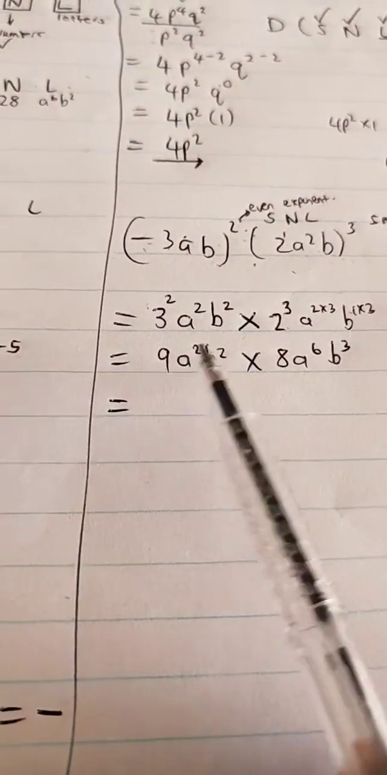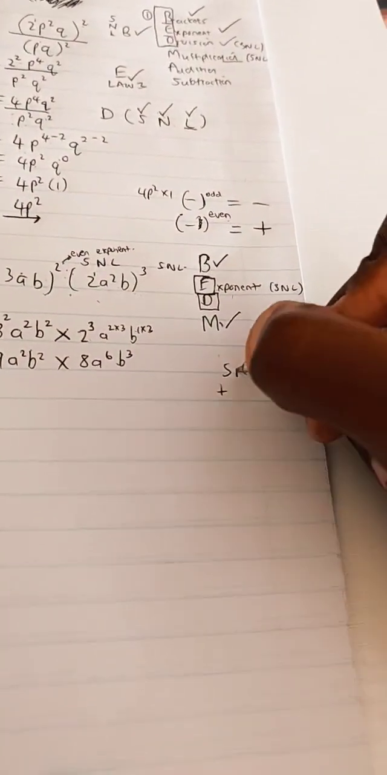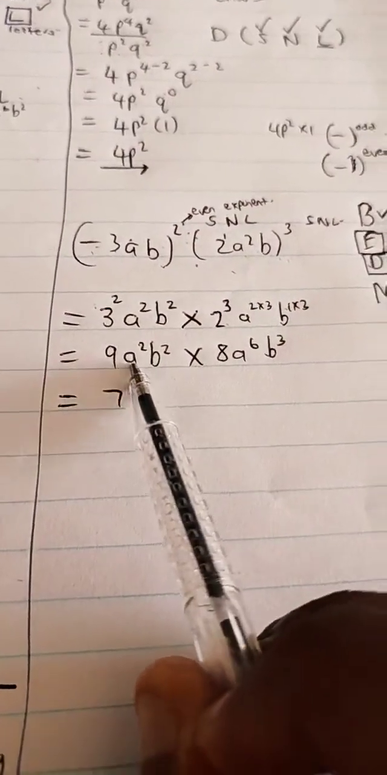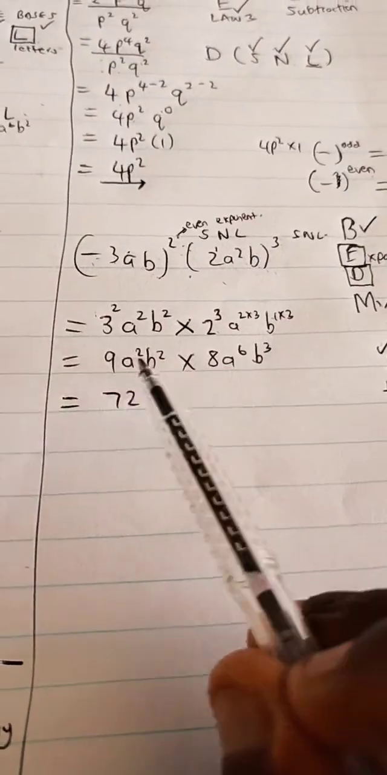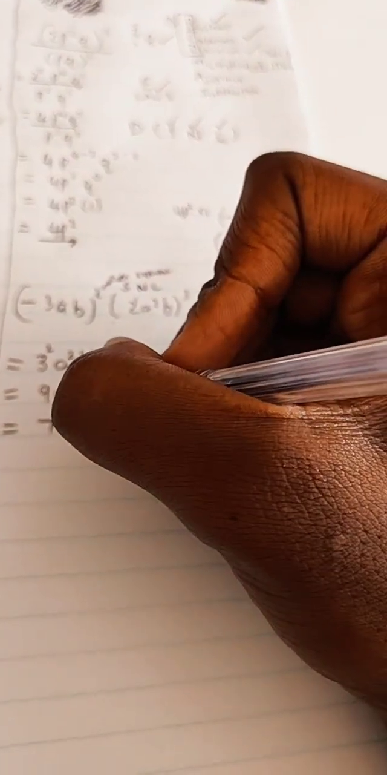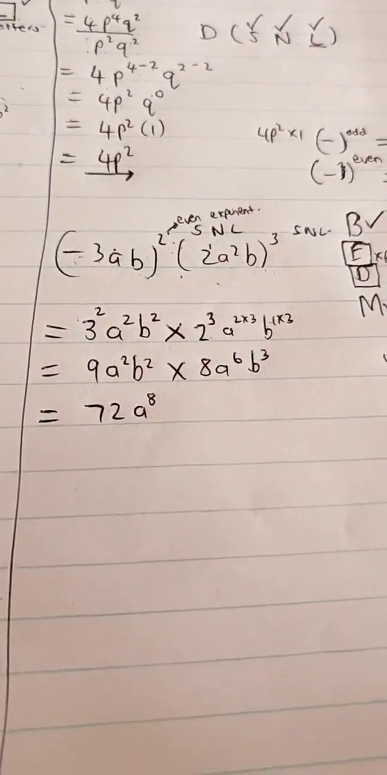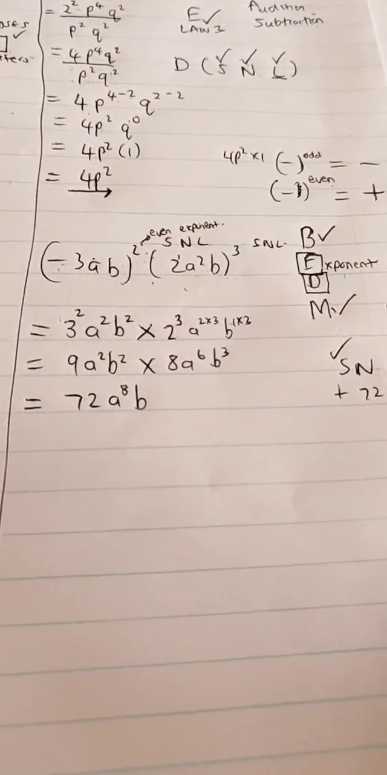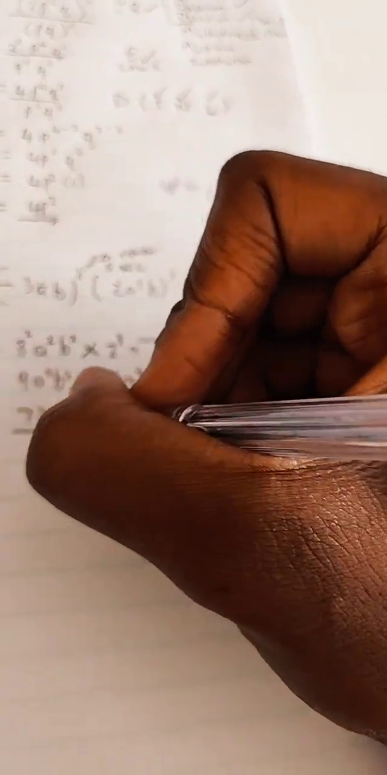There it is, guys. This is positive, that is positive. So a positive times a positive is positive. The sign is taken care of. It's positive. We move on to the number. 9 times 8 is 72. The number has been taken care of. Then we move on to the letter. a squared times a to the power 6. That's a to the power. Now, when we are multiplying same bases, what do we do to the exponents? We add the exponents. So it is 8. 2 plus 6 is 8. Then b, 2 plus 3 is 5.